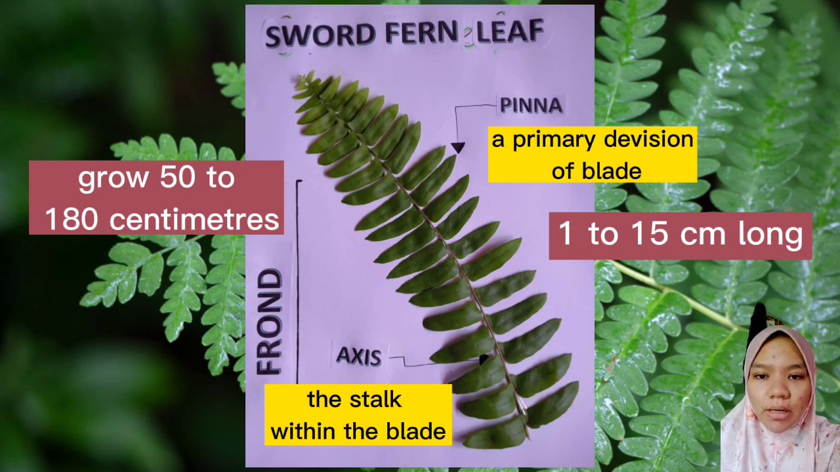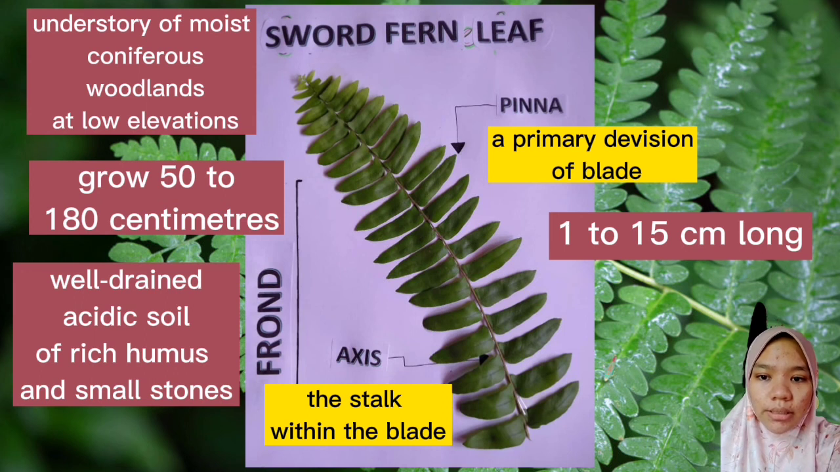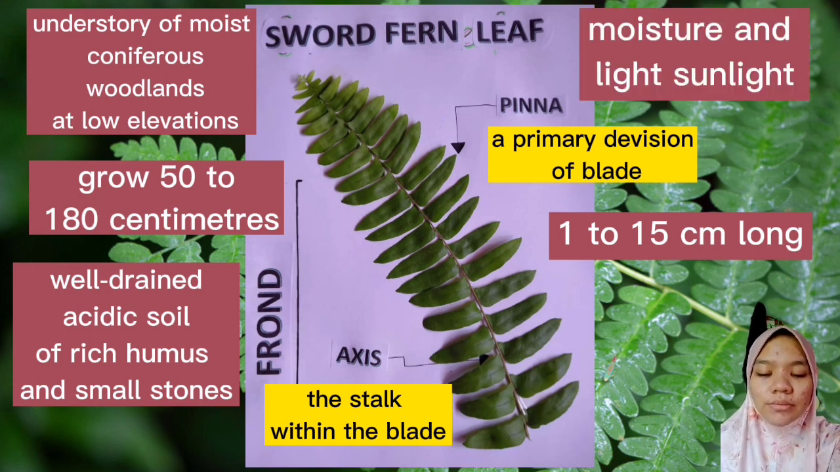The preferred habitat of this fern is the understory of moist coniferous woodland at low elevation. It grows best in well-drained, acidic soil rich in humus and small stones. It is very resilient and survives occasional drought, but flourishes only with consistent moisture and light sunlight, and it prefers cool weather.